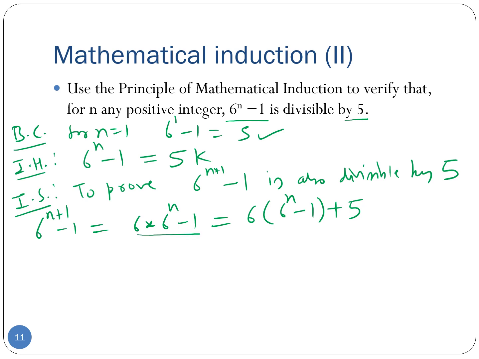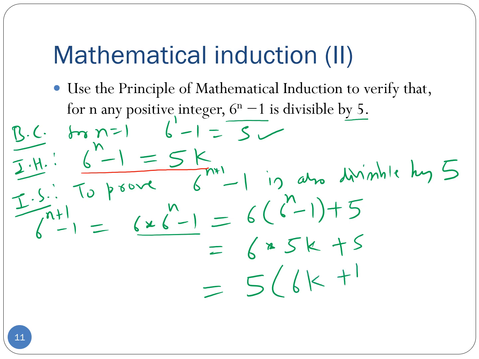Now notice that from our inductive hypothesis, 6 to the power n minus 1 is already a multiple of 5. So we can write this as 5 times some constant k. This equation can then be written as 6 multiplied by 5k from our inductive hypothesis plus 5. Now from this expression we can take 5 common out, so we get 5 times 6k plus 1. Clearly this term is divisible by 5, because there is a 5 over here, and therefore this proves our hypothesis.